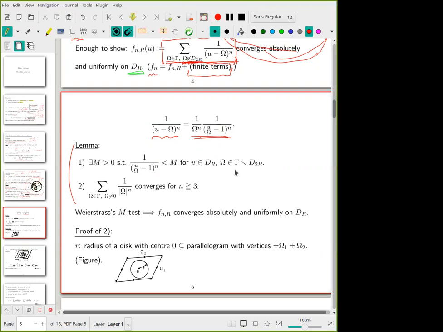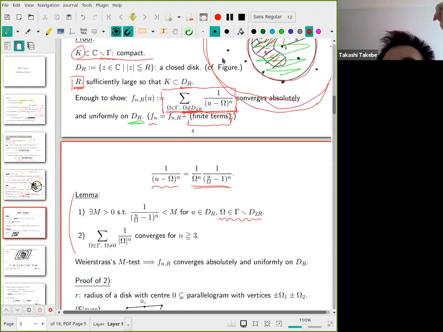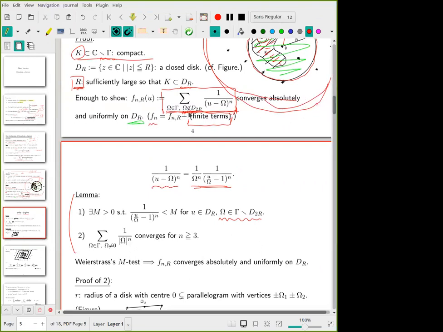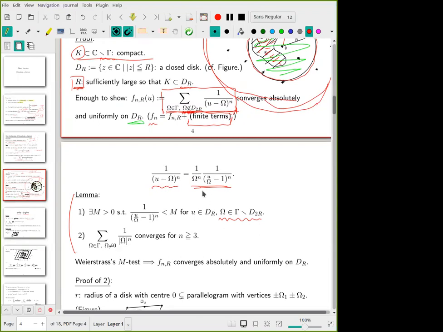Takashi: It cannot, it's not true if omega is 0. Yes, but we are assuming that omega is outside of this large disk. So you don't have to worry about division by 0. Of course, excuse me, I'm sorry. This is the point I missed.